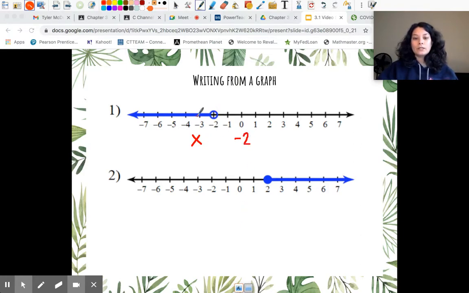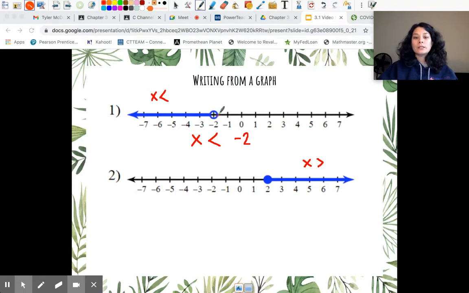Then I determine which way I want my symbol to face. If the shading is going to the left, you want some sort of less than symbol, okay? If the shading goes to the right, you want some sort of greater than symbol, okay? So since this shading is going to the left, I want the x to be less than -2 since all these numbers are less than -2.